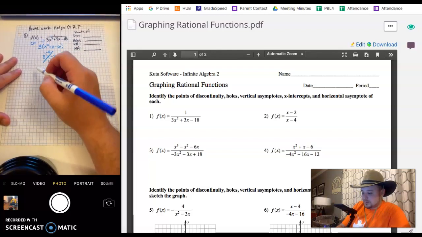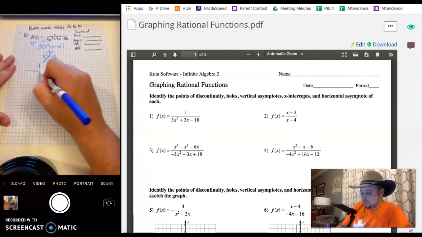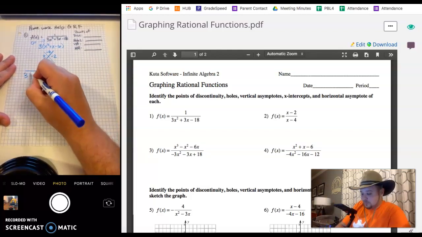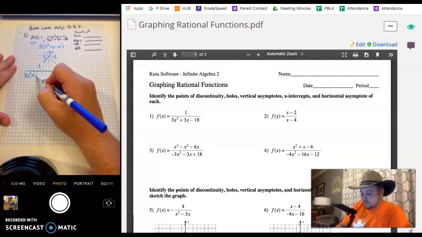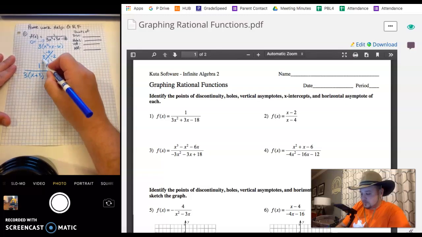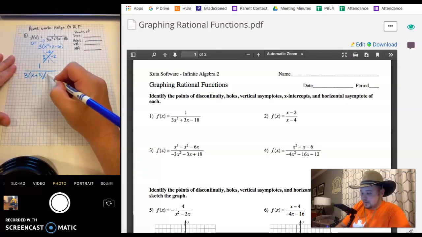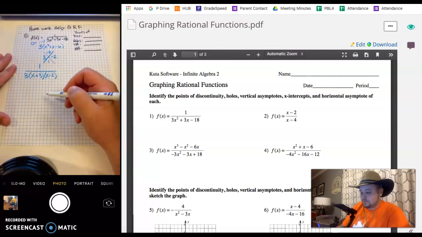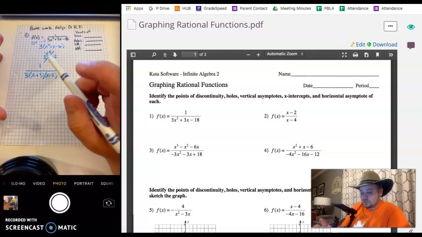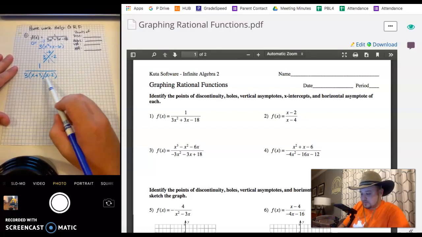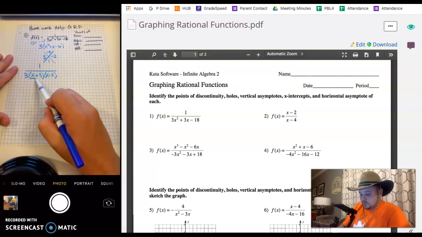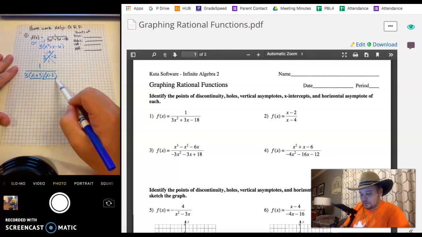So if I was going to rewrite this problem in factored form, I have to have the 3 there, because I took out a 3. And then I would have x plus 3, because 3 was one of my factors, and then x minus 2. Okay, so we're going to have 2 points of discontinuity, right? We know that right away. One point of discontinuity where this equals 0, and the other one where this equals 0.